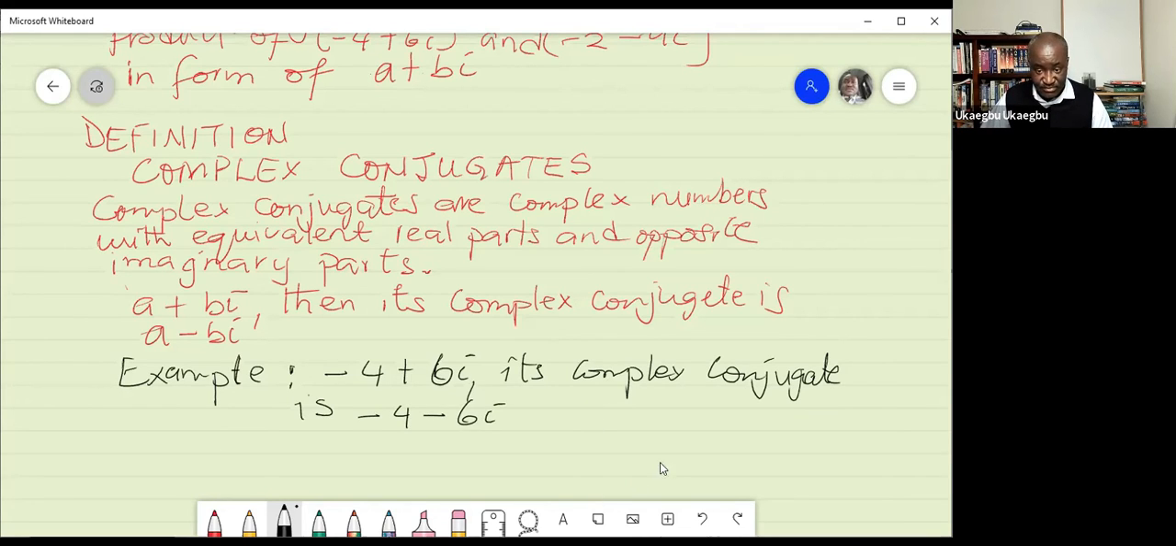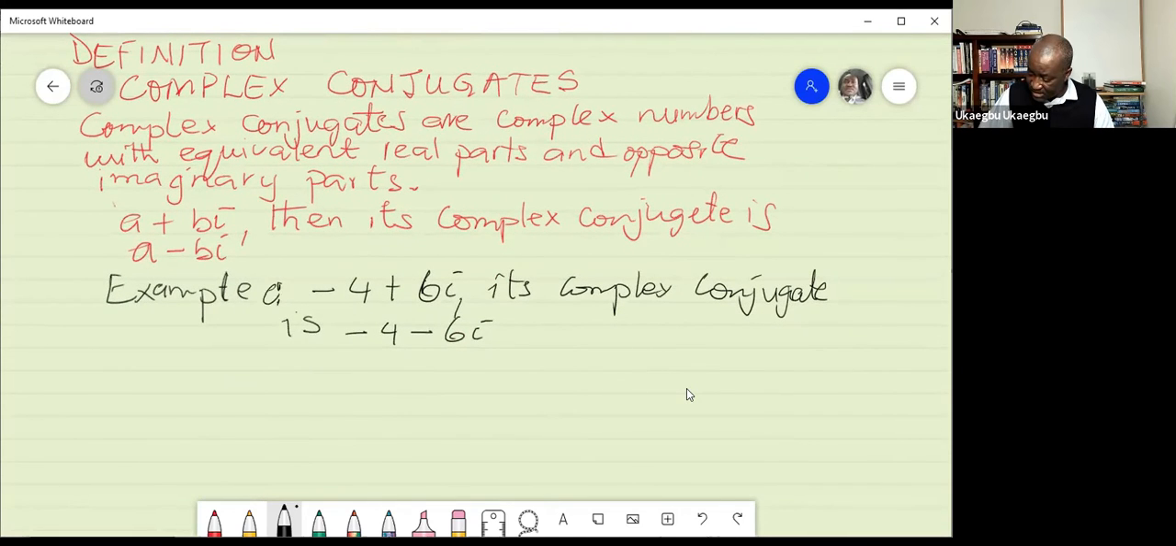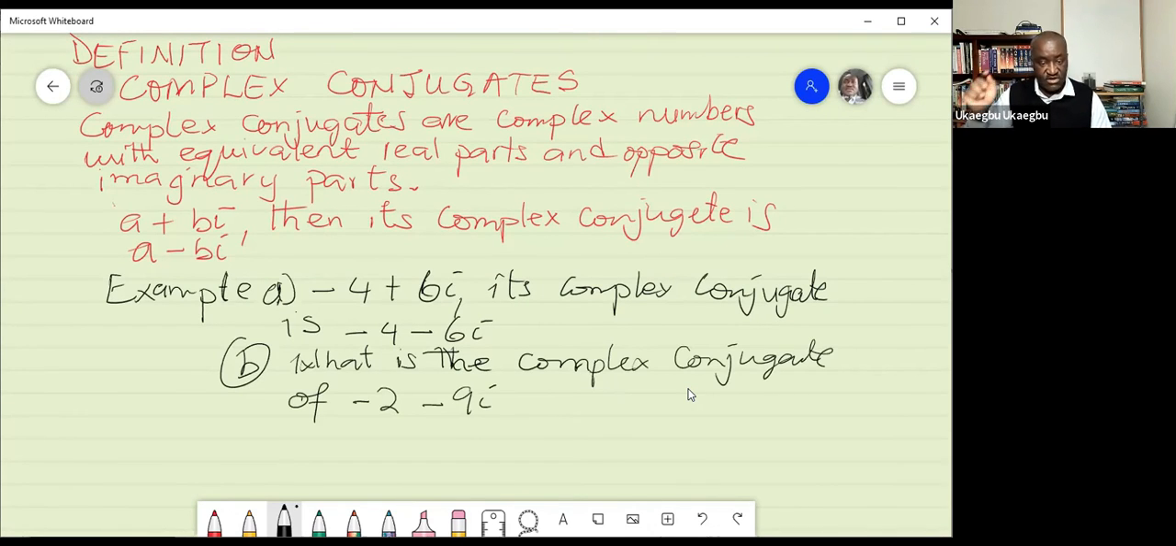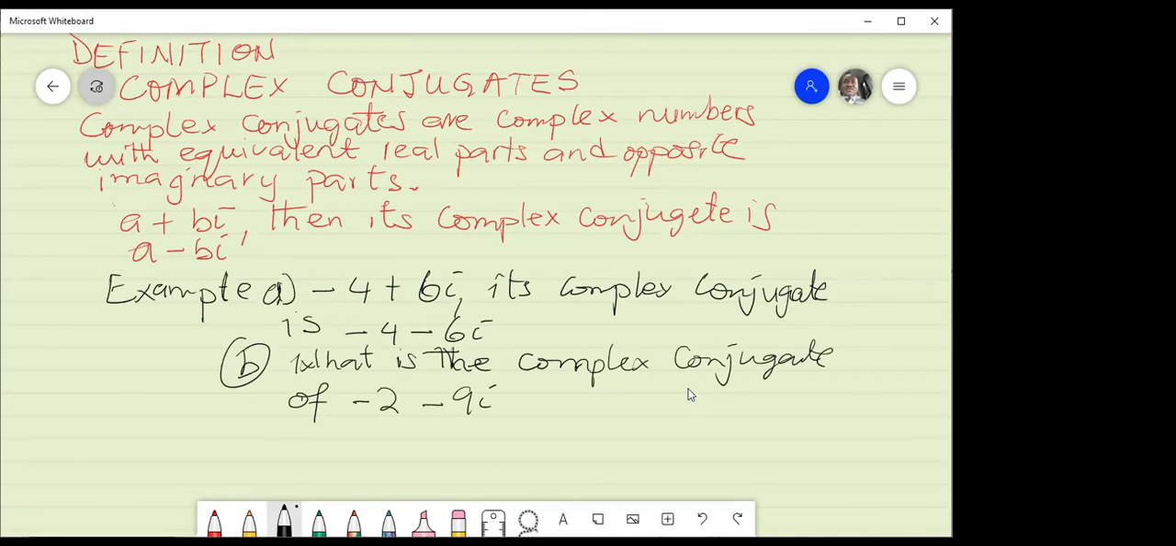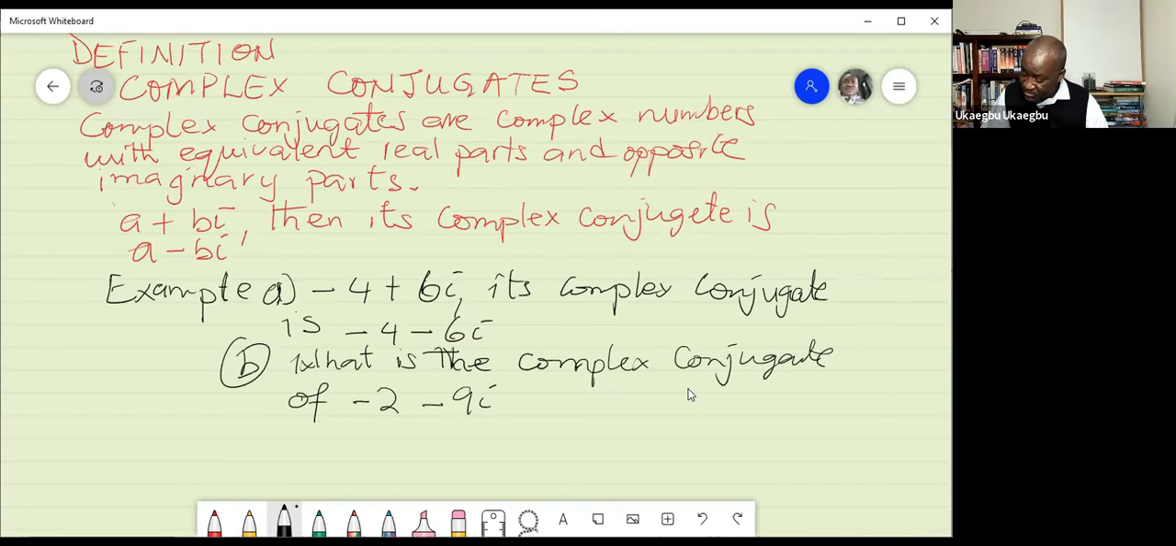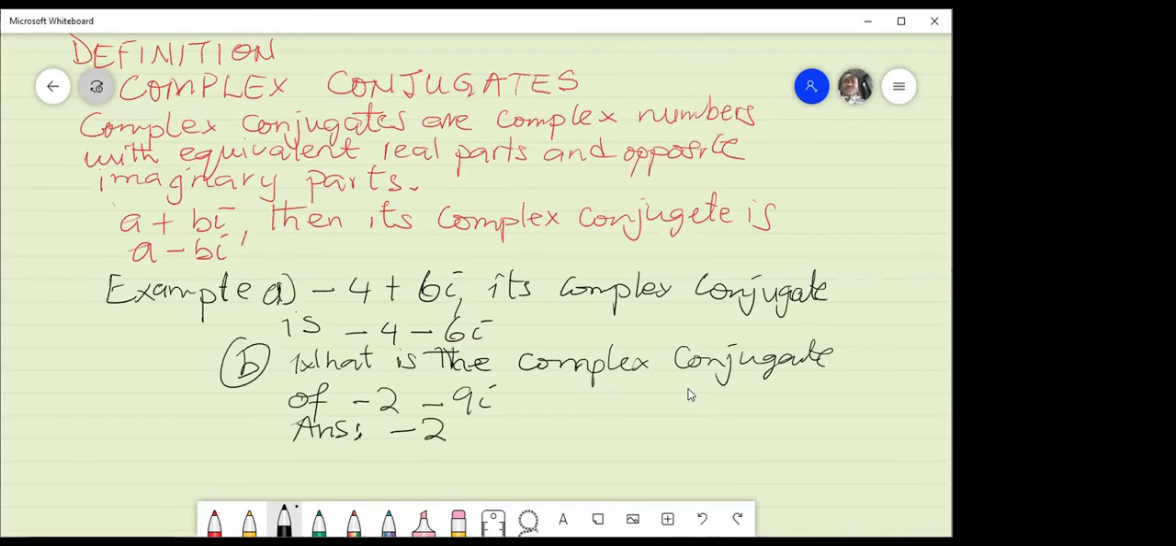Let's do another example using the other one. This is a, b. So what is the complex conjugate of this number? Negative 2 plus 9i. Exactly.